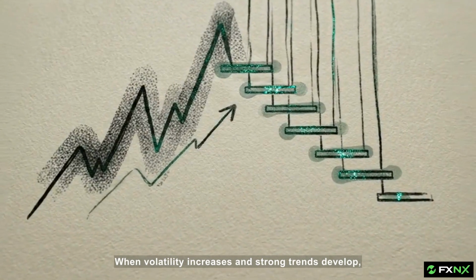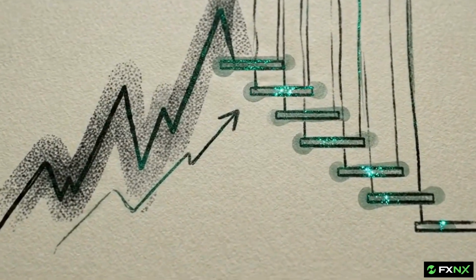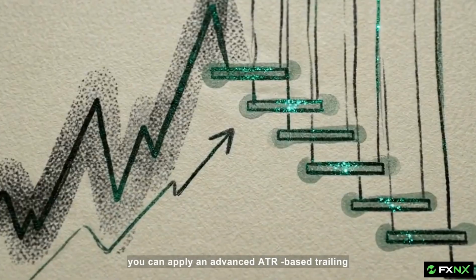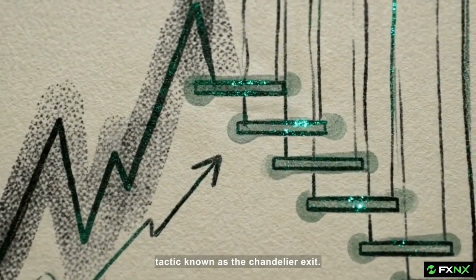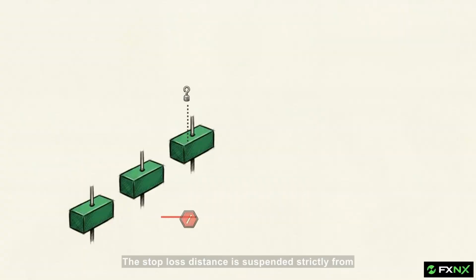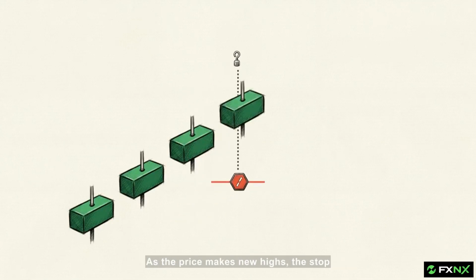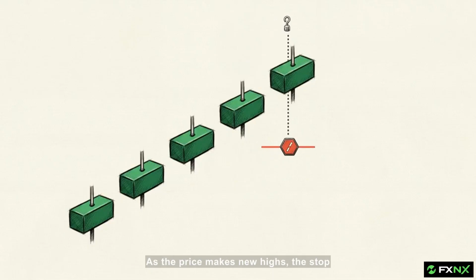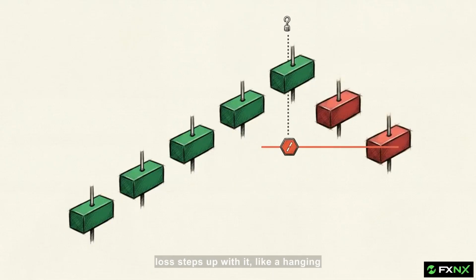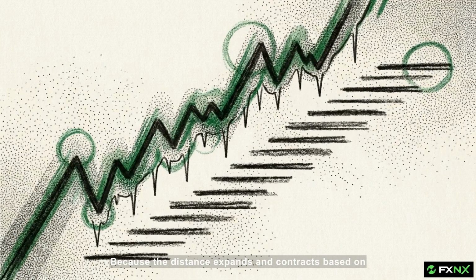When volatility increases and strong trends develop, you can apply an advanced ATR-based trailing tactic known as the chandelier exit. This diagram illustrates how it works. The stop-loss distance is suspended strictly from the highest peak of the current trend. As the price makes new highs, the stop-loss steps up with it, like a hanging chandelier. Because the distance expands and contracts based on ATR, it easily ignores the mid-trend pullbacks and corrections that consistently trigger a standard fixed trailing stop.